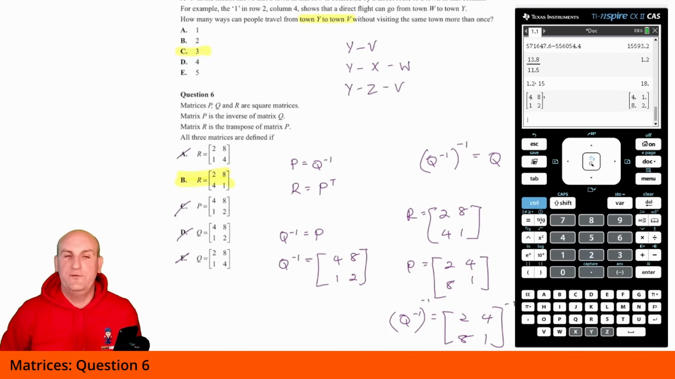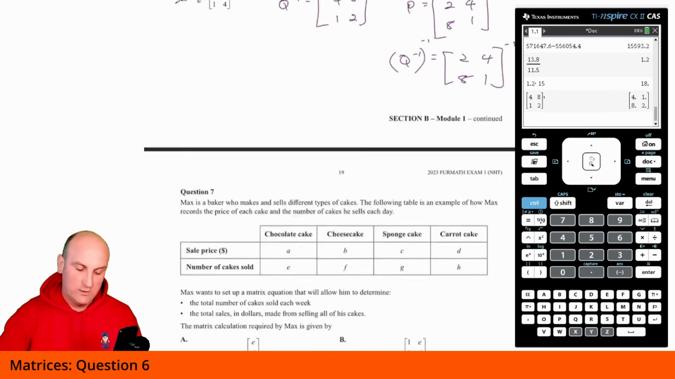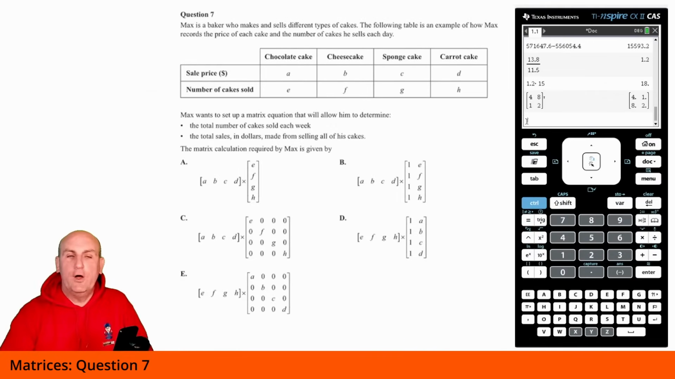Whew, that was the longest 15 minutes of my life, but I've seen that question come up before and it was actually quite clever. Okay, moving on to question number 7. Very exciting, we like this one.